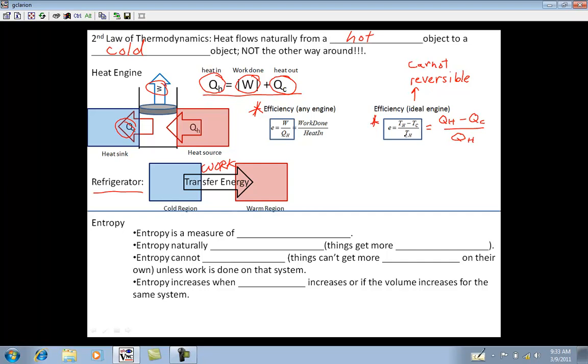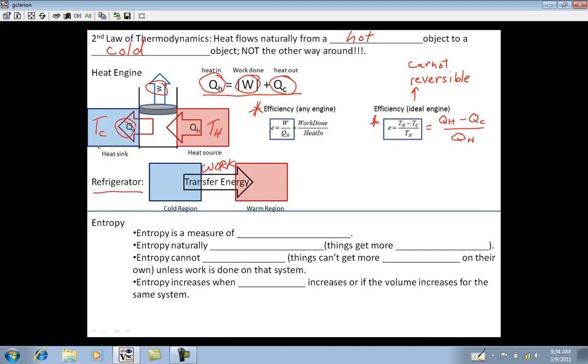T is the temperature. So the temperature, for example, in this heat source would be the TH here and the TC here. It depends on what's given to you.